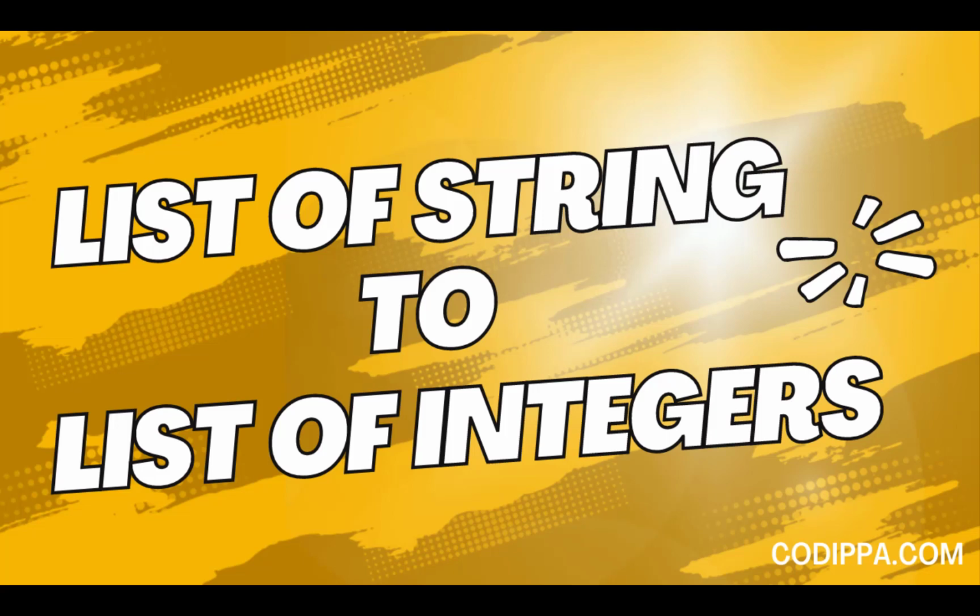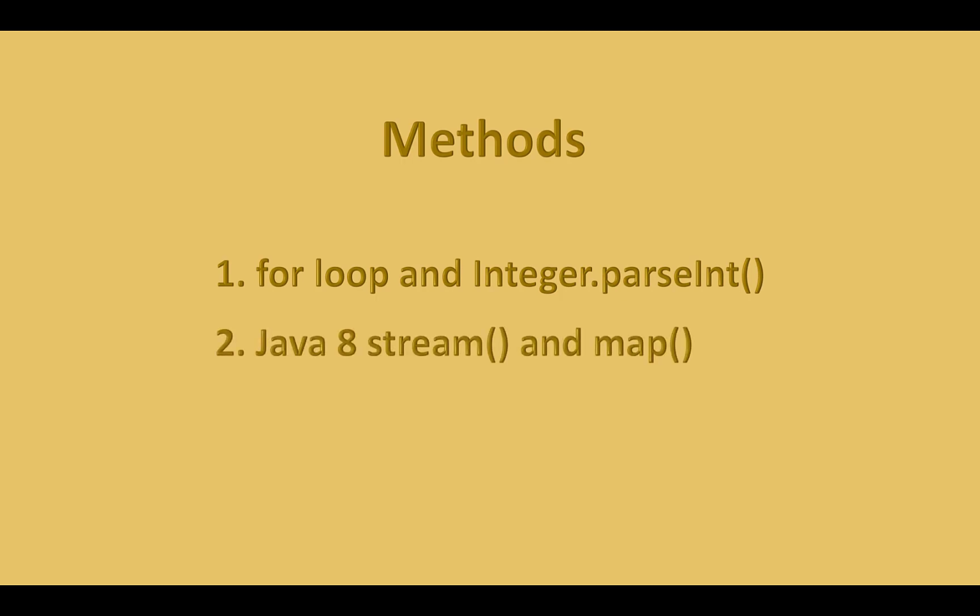In today's video, we will take a look at various ways to convert a list of string values to a list of integers in Java. The different ways which we will be covering are using a for loop and Integer.parseInt method, using Java 8 stream and map methods, using Google Guava library. Watch the video till the end to learn all these methods in depth.